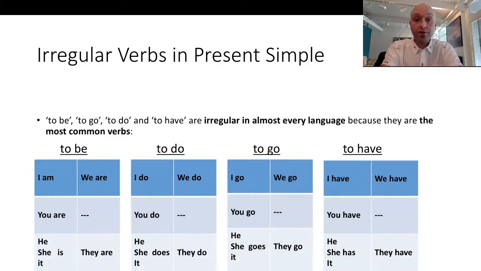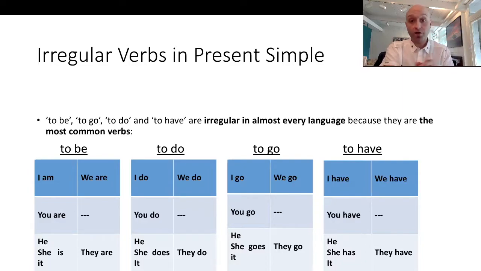There are a few irregular verbs to be aware of in the present simple, and these verbs are generally irregular in every language because they're the most commonly used verbs, which are to be, to do, to go, and to have. So I am, you are, he, she, it is, we are, they are, I do, you do, he, she, it does, we do, they do, I go, you go, he, she, it goes, we go, they go, I have, you have, he, she, it has, we have, and they have.